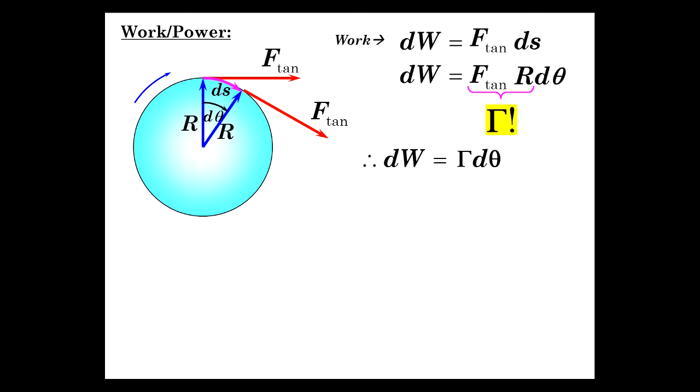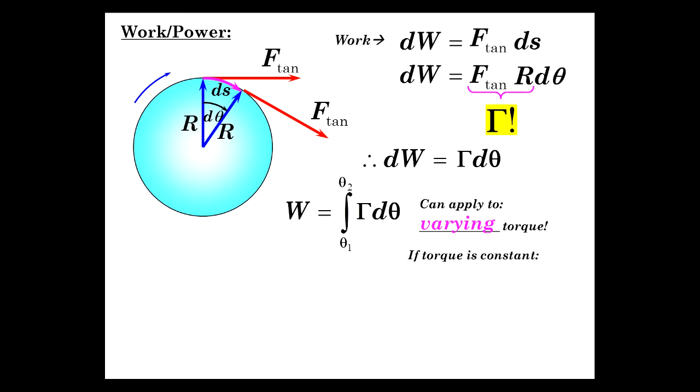Now dW equals torque d theta. So the work done in the entire motion that is under consideration from theta 1 to theta 2 is the integral of torque d theta. And of course then torque can be a varying quantity. It can vary with respect to theta, or t for that matter. So this can be a varying torque. Now if torque is constant, which it would be if the tangential force is constant here, it's just the torque times the difference in the angle.